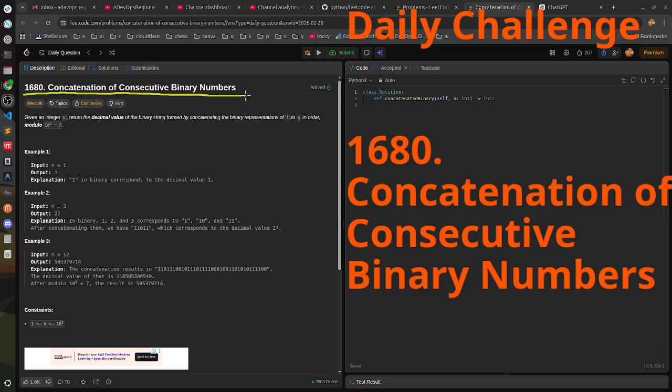Leetcode daily challenge 1680, concatenation of consecutive binary numbers. This is a medium problem.